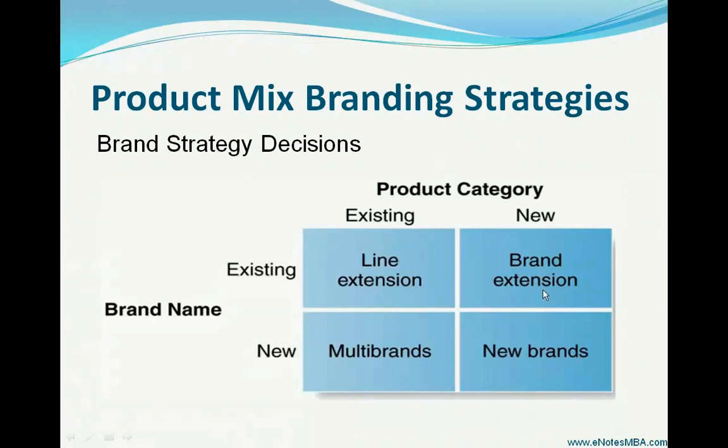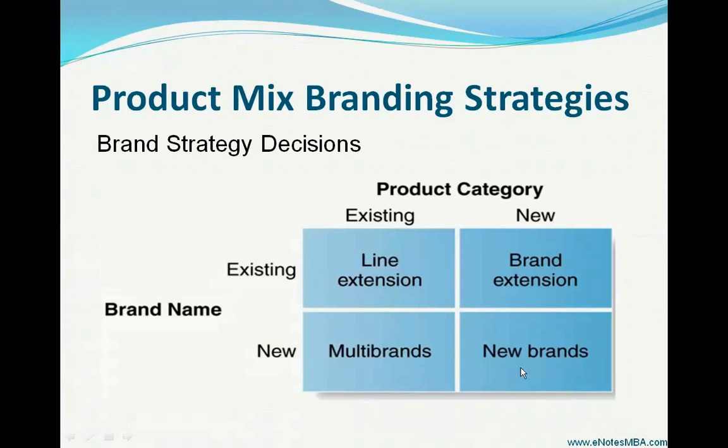Second strategy is brand extension. In this strategy, existing brand name is extended to new product category. For example, McDonald's introduced McCafe. Third strategy is multi-brands. In this strategy, new brands or multiple brands are launched in same product category. For example, HUL's Lifebuoy, Lux, or Pears.